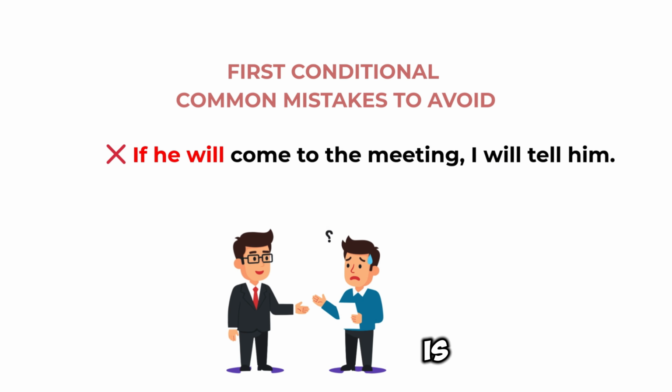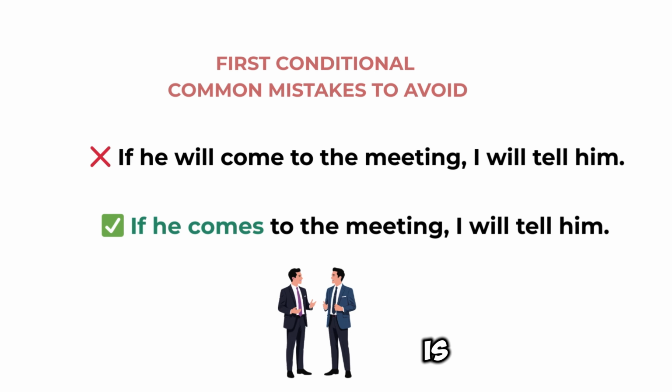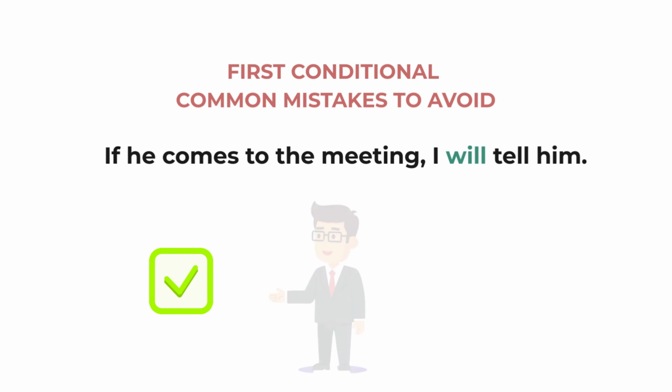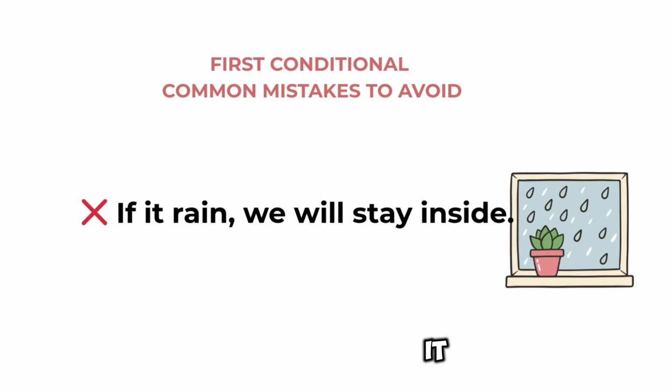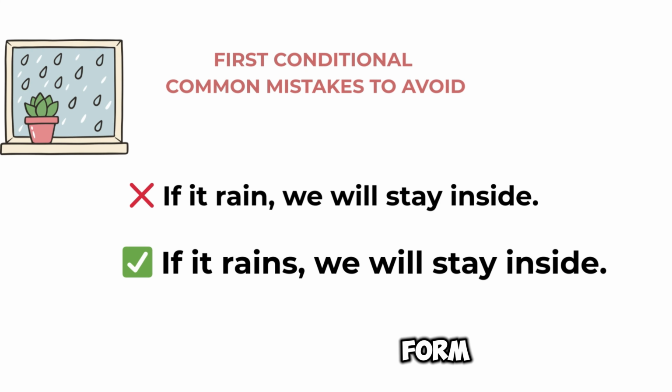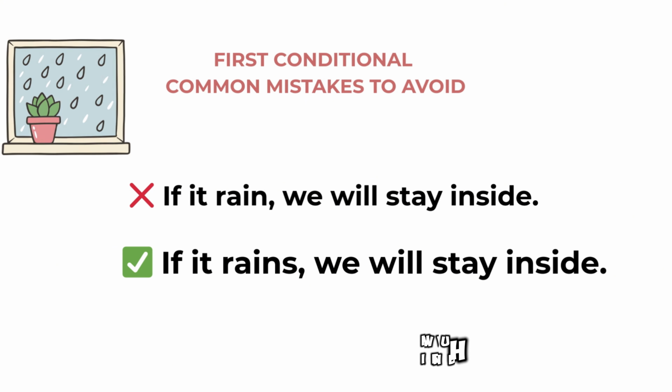What about this one? What is wrong with this sentence? If he will come to the meeting, I will tell him. Will is in the if clause, which is wrong. It is if he comes to the meeting, I will tell him. Yeah, this is the correct one. And this one, if it rain, we will stay inside. Correct form, if it rains, we will stay inside. The present simple form of rain is rains when used with it.